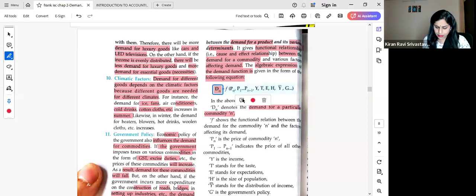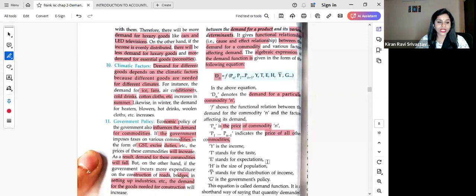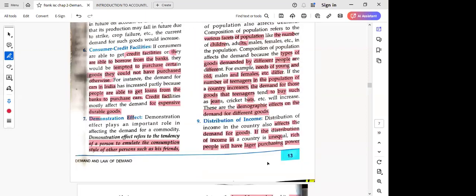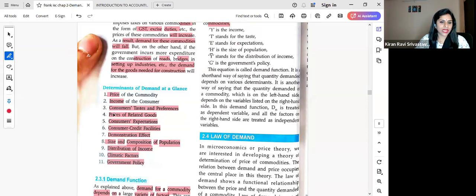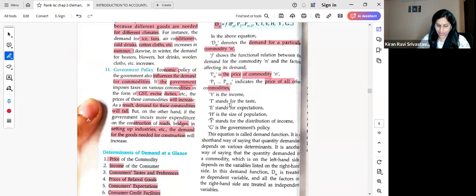Pn is the price of the commodity. Pn minus 1 indicates the price of all other commodities. What is price of all other commodities? It is your fourth point, price of related goods. This is Pn, this is Pn minus 1, price of related goods. Then Y is the income. T stands for tastes and preferences. E stands for expectations, a consumer's future expectations.